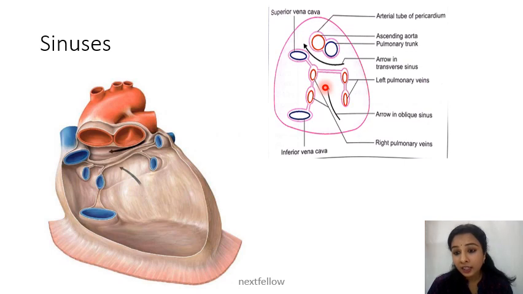Posteriorly it is related to the parietal layer of serous pericardium, and towards the right side it is related to the right pulmonary veins and inferior vena cava, and towards the left side it is related to the left pulmonary veins. Superiorly it is separated from these vessels by the reflection of the visceral layer, and inferiorly it is open. So these are the boundaries of the oblique sinus.